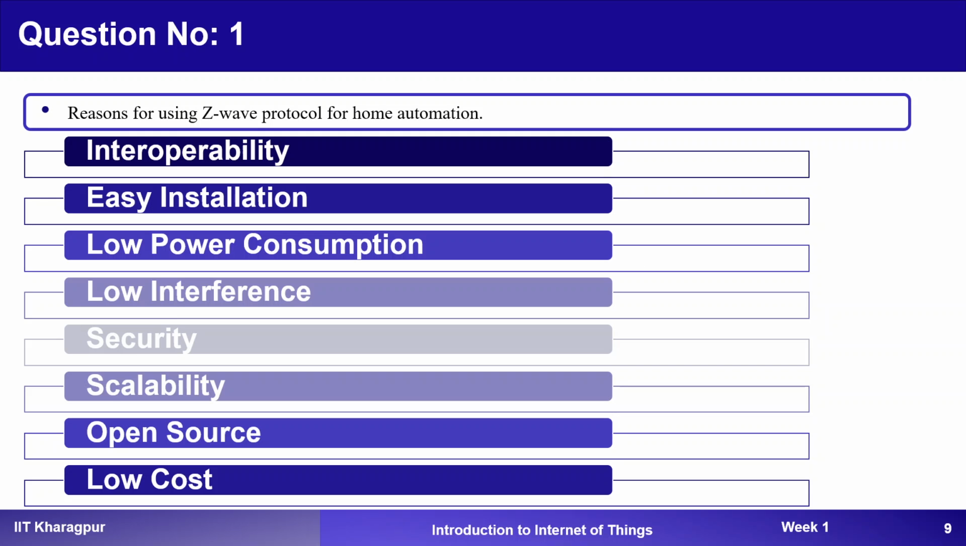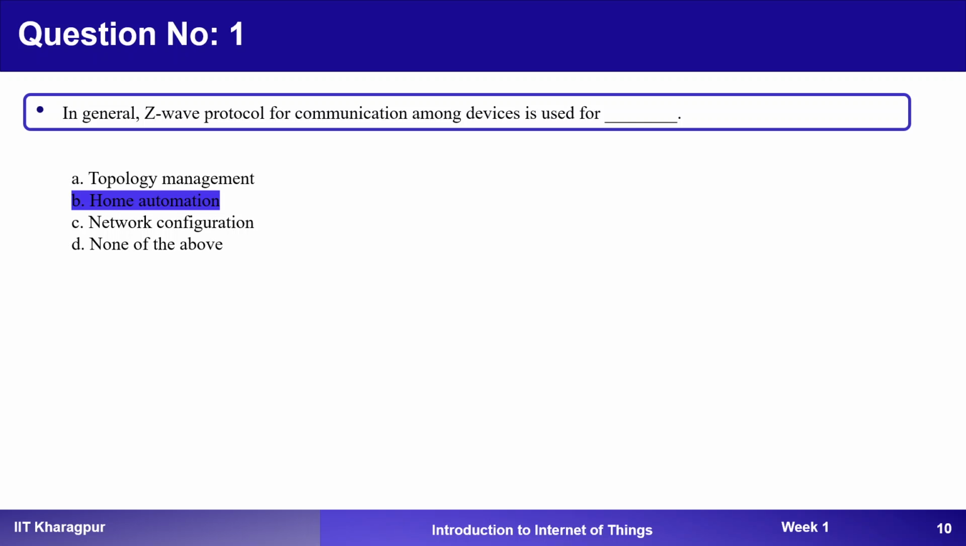What are the various reasons why we should use the Z-Wave protocol for home automation? This protocol provides interoperability. It is easy to install. The power consumption required to use this protocol is less. Interference is also less. It provides security and scalability. It is open source as well as a low cost protocol. So the correct answer for this question is home automation. The Z-Wave protocol for communication among devices is used for home automation. In the starting, it was made only for home automation.